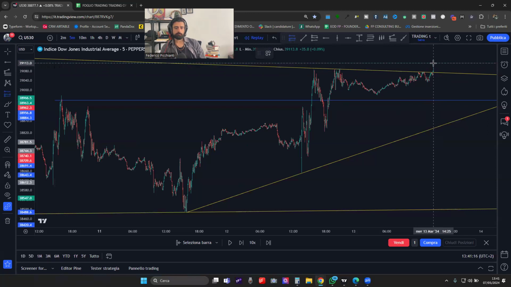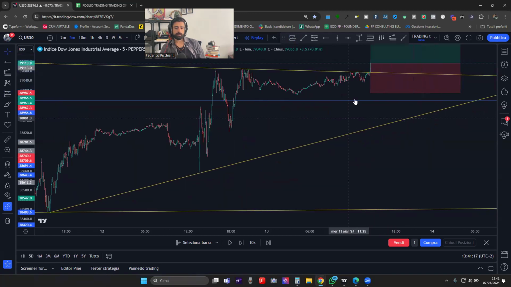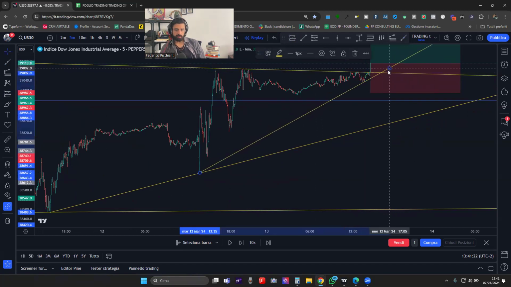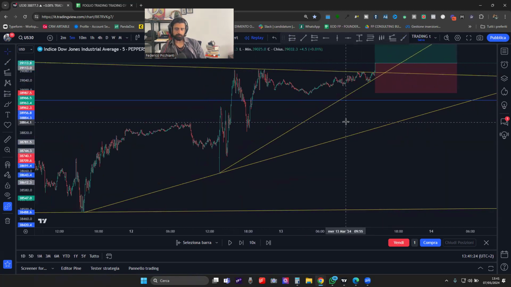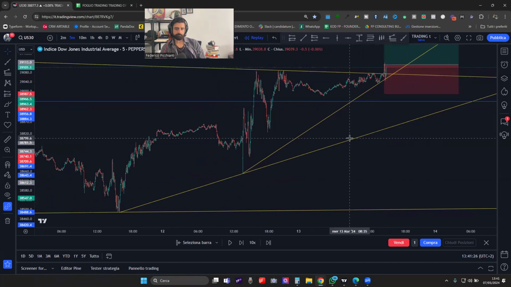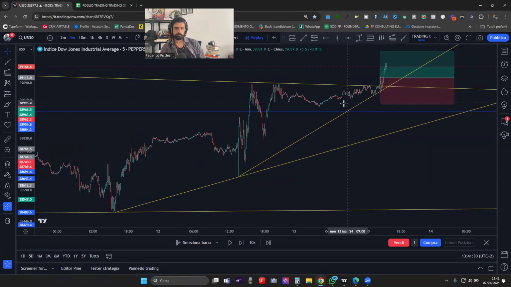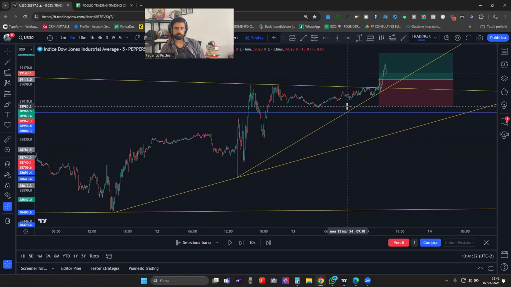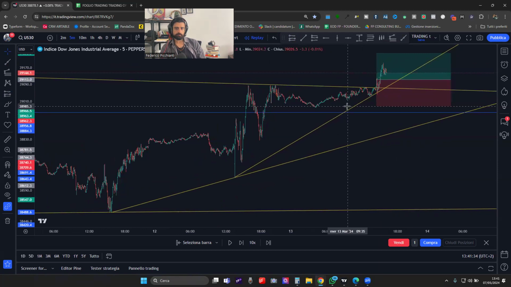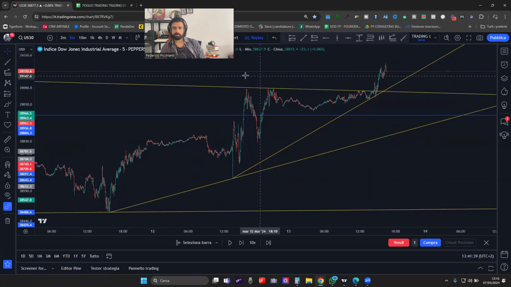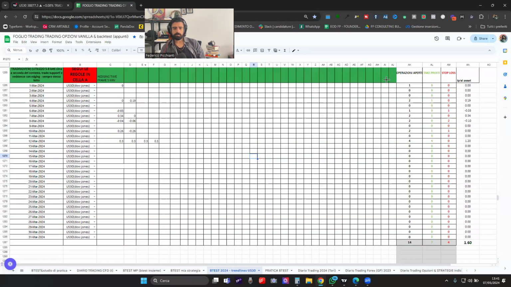I'm longing. I'm looking for a bounce, if it bounces here, closer to break even. 0.16 profit for me. That's 13th of March.